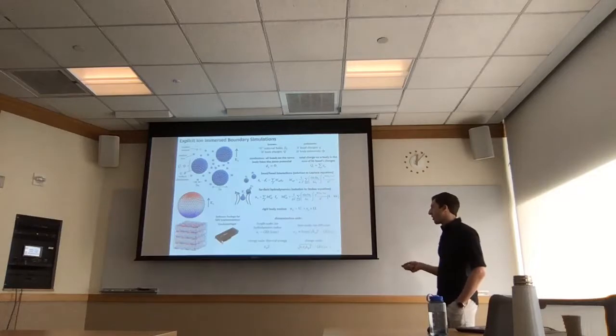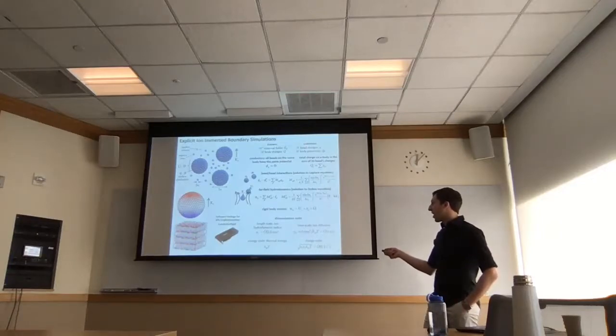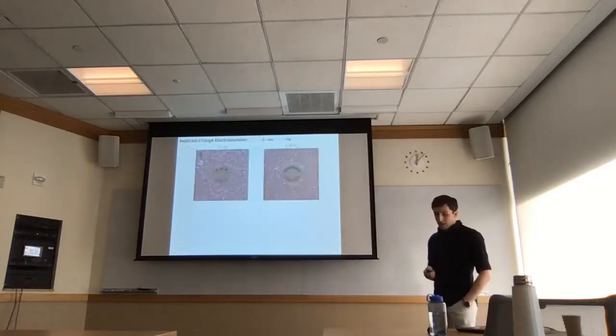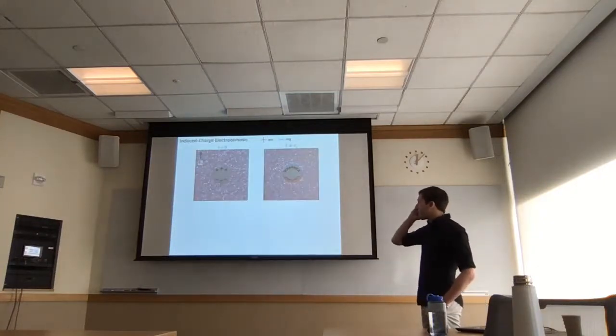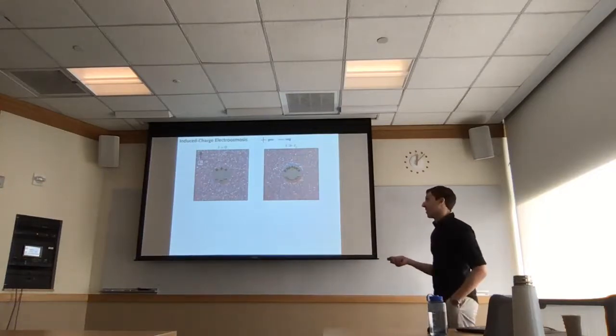Now, because we're incorporating all these ions, our dimensionless units have gone to the small scale. So now lengths are scaled by the ion radius instead of the colloid radius, and so on for time and charge. All right, so let's look at how the electrolyte affects things.